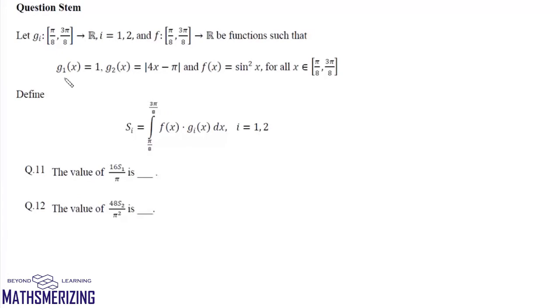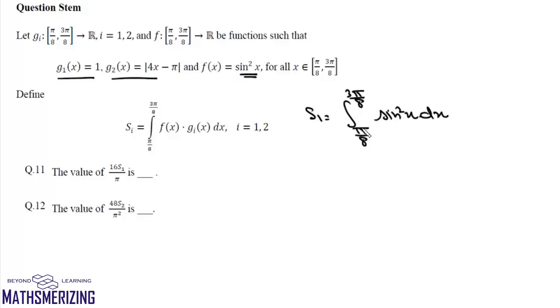Now in the next question we are given two functions g1 x and g2 x, and f x is sine square x. Now we need to find s1 and s2. Now s1 is the integral from pi by 8 to 3 pi by 8 of f x, which is sine square x, into g1 x, and g1 x is simply 1. So it will be simply sine square x.